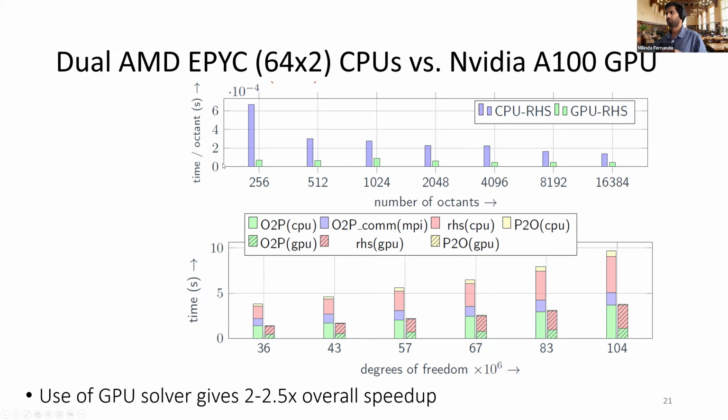And in these plots, I've shown for different numbers of octants, what's the time per octant, the right-hand side evaluation cost between using the CPU-based BSSN right-hand side evaluation and using this GPU right-hand side. And here I have shown basically the overall time integration cost. I think this is for like 5 RK time steps between the CPU time integration and the GPU time integration.